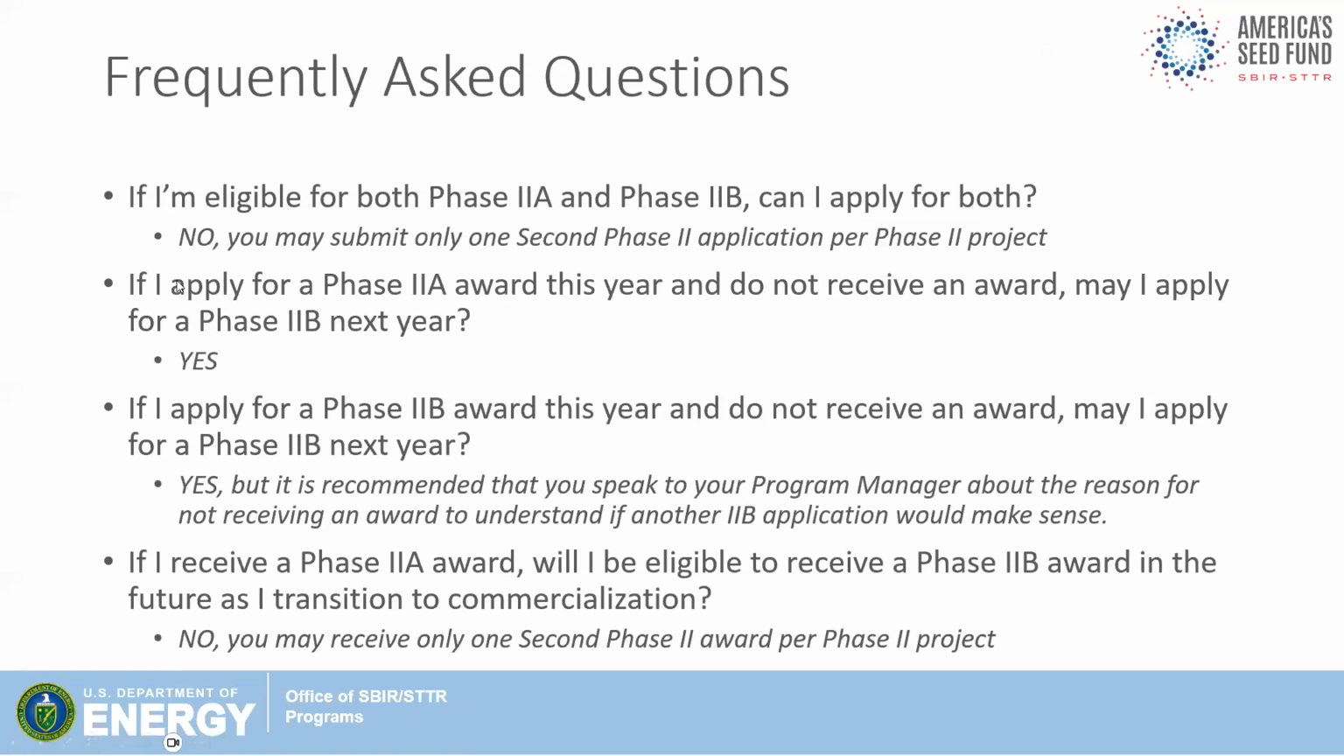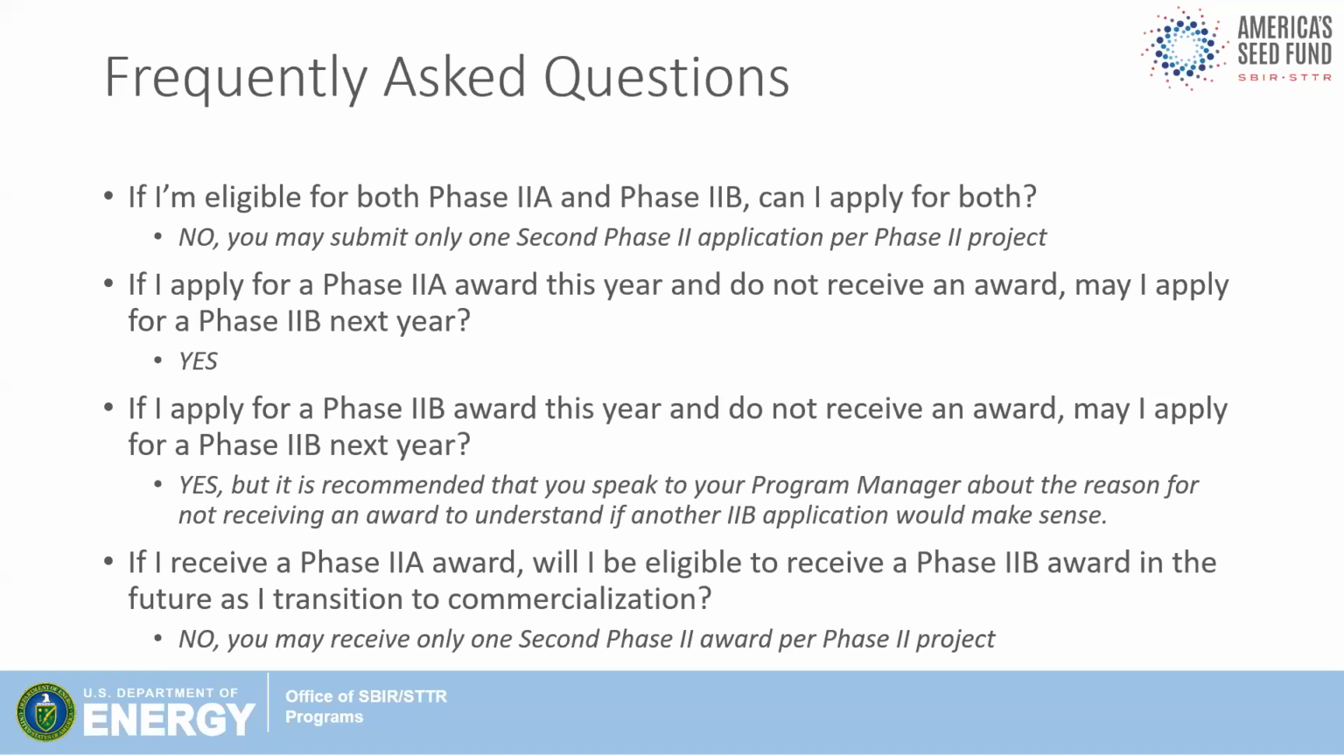So one of the questions we often get is, if I'm eligible for phase 2A and 2B, can I apply for both? And the answer is no, you can only submit 1 application. As I mentioned before, for phase 2A, you're telling us you didn't complete the initial phase 2 and you're requesting more money to complete the original scope. For phase 2B, you're asking for money to expand the scope. You really aren't eligible for both because you're either in one category or the other.